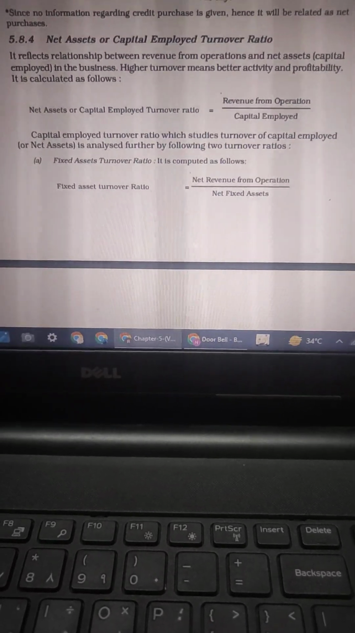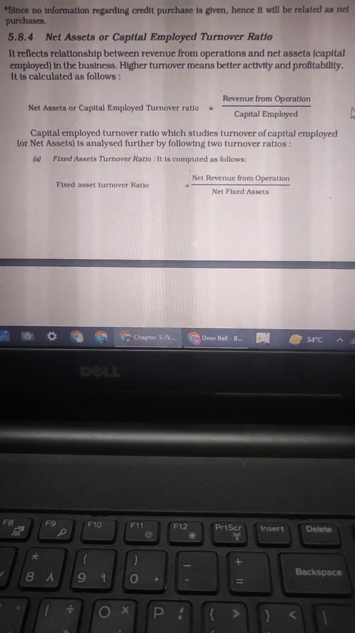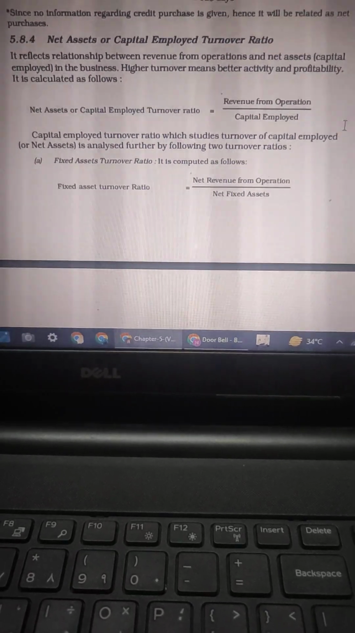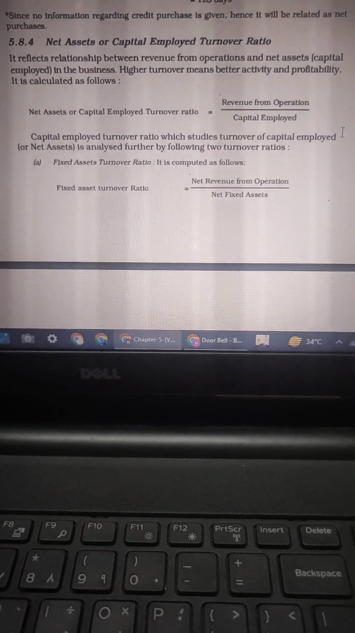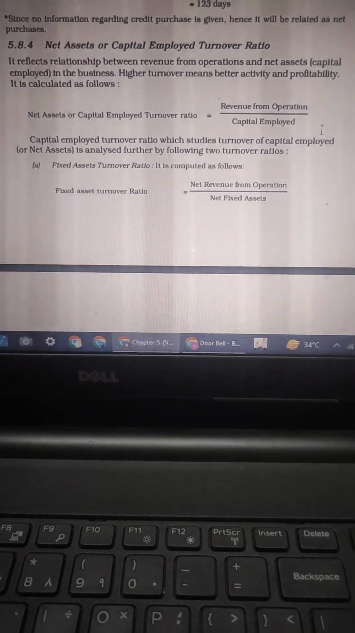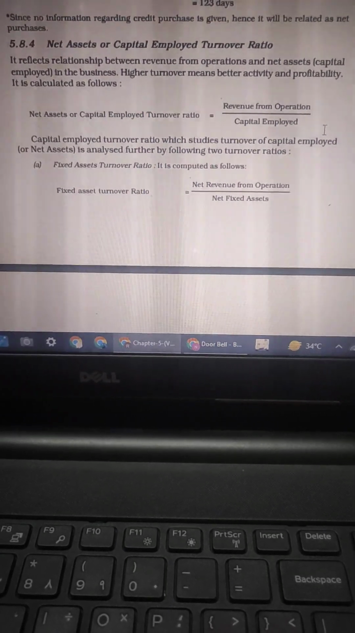Revenue from operations is the revenue or income that we get from the normal operations or the normal activities of the business, that is, in making a product and selling the product. Capital employed consists of share capital, reserves and surplus, and the long-term debts of the company.